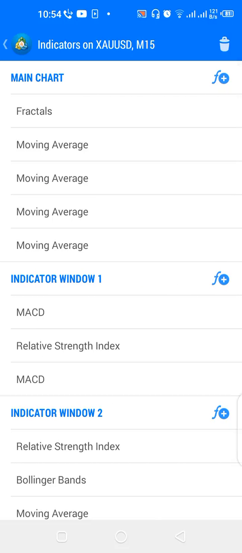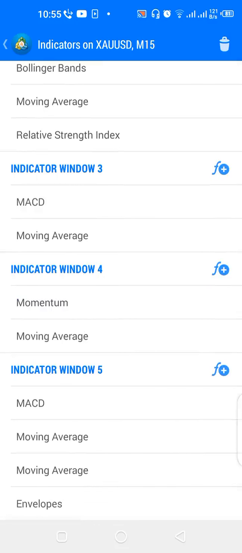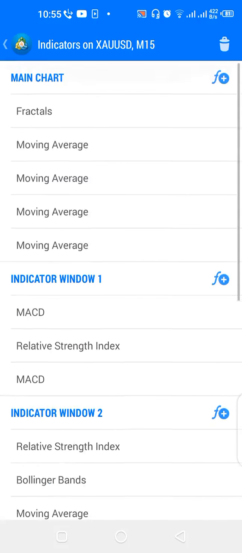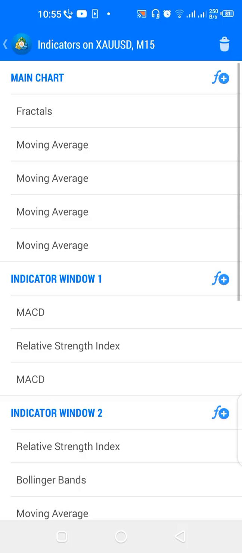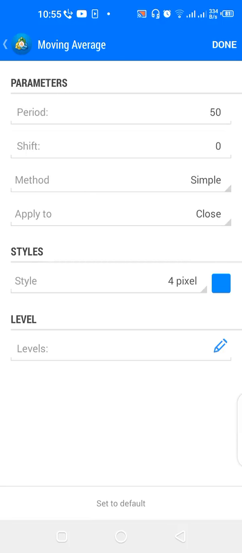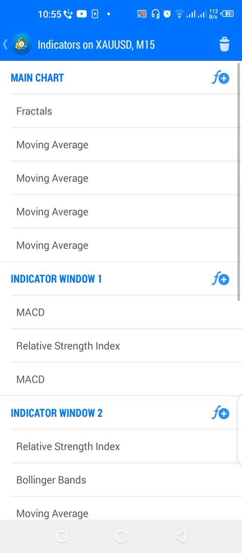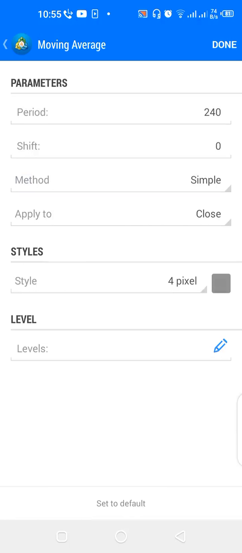Okay, we have some indicators. We have like 5 indicator windows and the main chart. For the main chart, we have fractals. Then we have moving average, 50 period, simple moving average applied to close. Color is blue. Then we have 240 period, simple moving average applied to close. Color is gray.